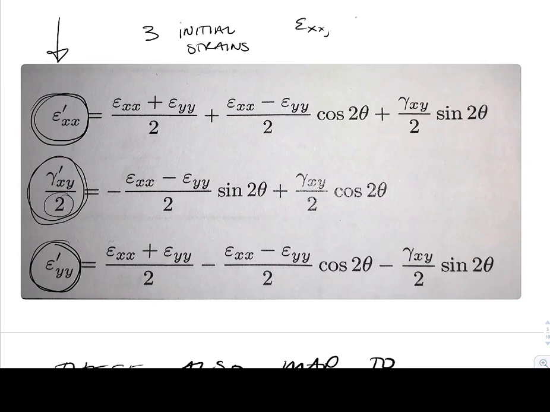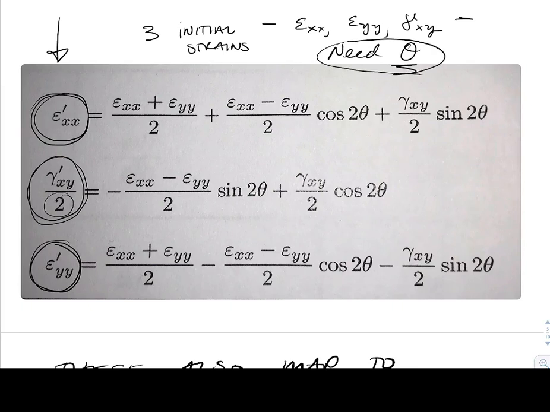Epsilon xx, epsilon yy, and a gamma xy, and we need an angle theta. So this is exactly the same thing we have with the stress transformation needs here. Any 3 initial strains plus an angle will give us an answer on a rotated axis system. And so we're going to have some good problems that deal with initial strains.